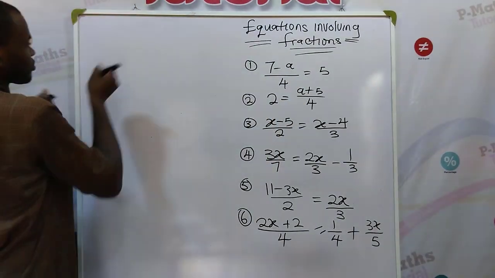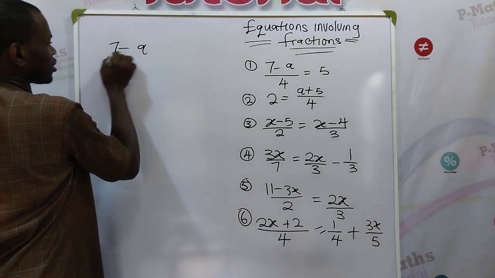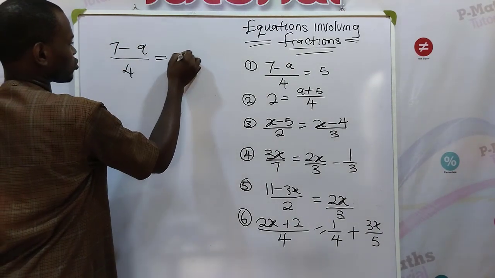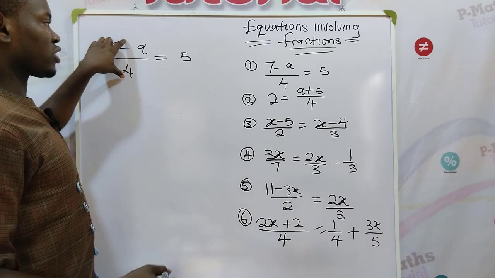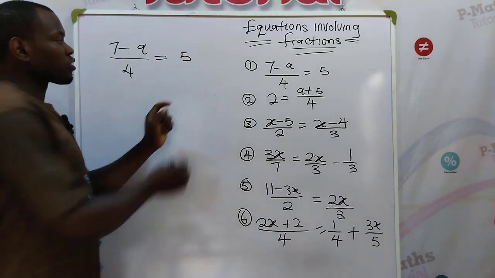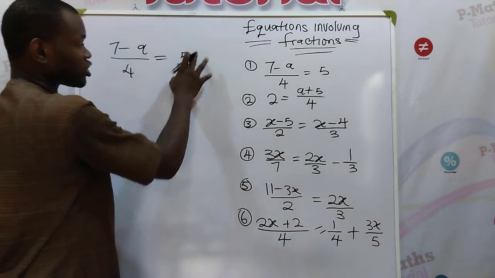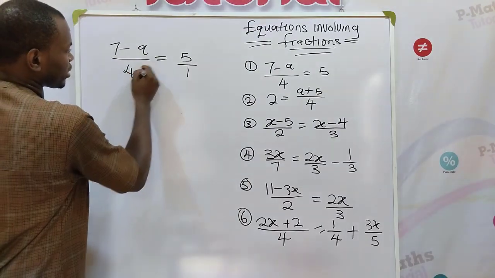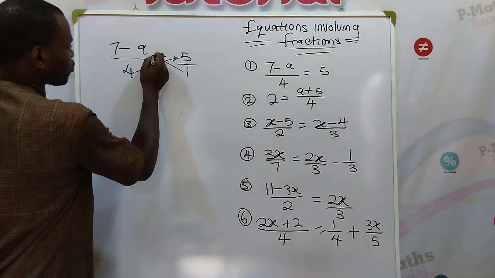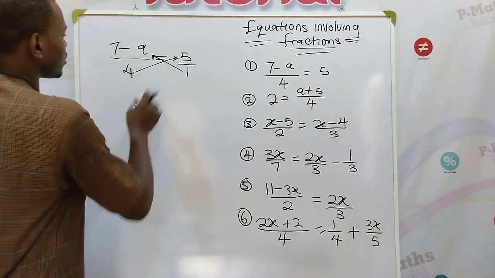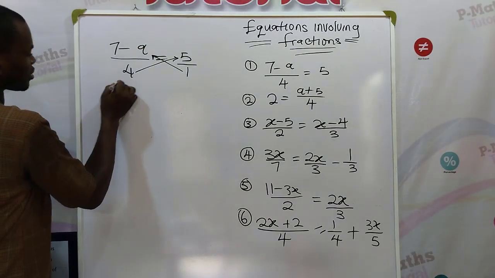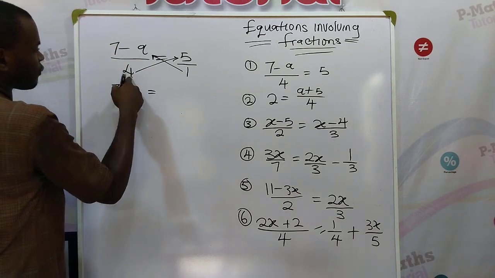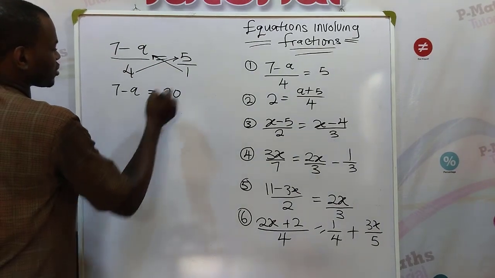So for this first one, we have 7 minus a over 4 equal to 5. We have a single fraction equal to a whole number. This whole number has an invisible denominator 1, okay? So all you need to do is to cross and multiply. 4 multiplies 5 and 1 multiplies here. Therefore, 1 times here remains the same. 4 times 5 is 20.